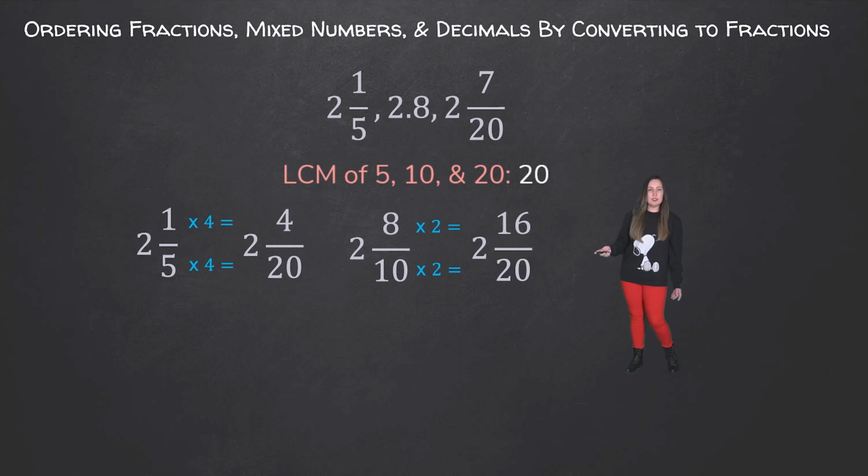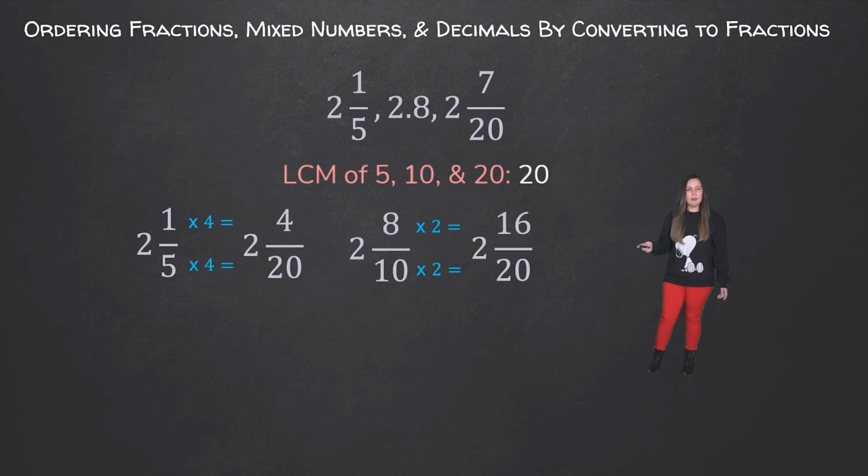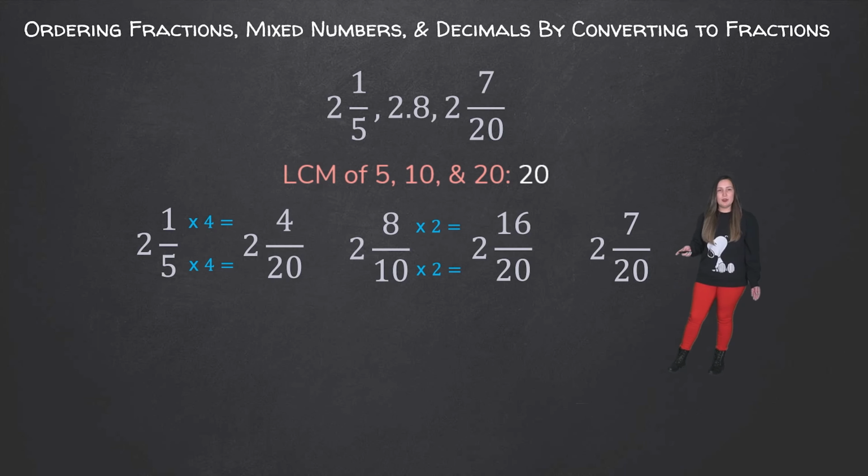Now the whole number stays the same, but for our numerator, 8 times 2 is equal to 16, and for our denominator, 10 times 2 is equal to 20. Finally, we have 2 and 7 over 20. Now this mixed number already has a denominator of 20, so we don't have to do anything to that.